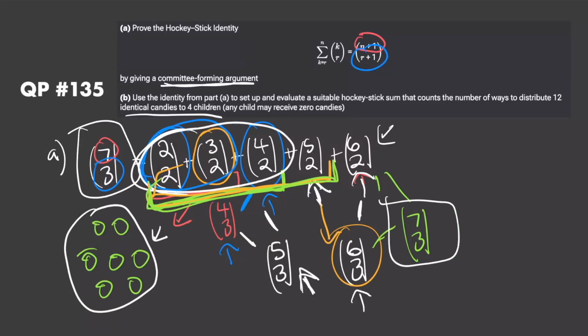We were using a committee forming argument. It was pretty in-depth. This whole formula is kind of repeated applications of Pascal, right? I start with 7 choose 3. I can break that down into 6 choose 3 and 6 choose 2 by Pascal.